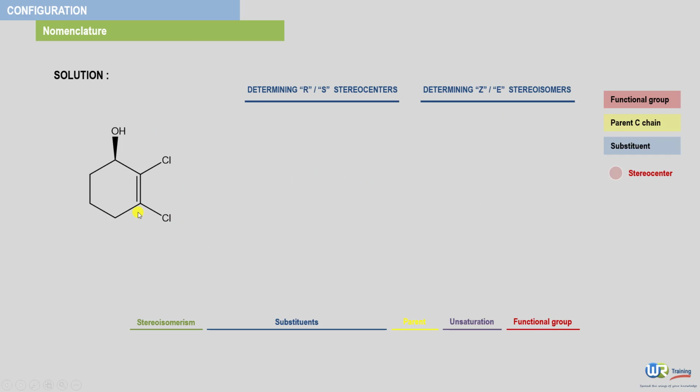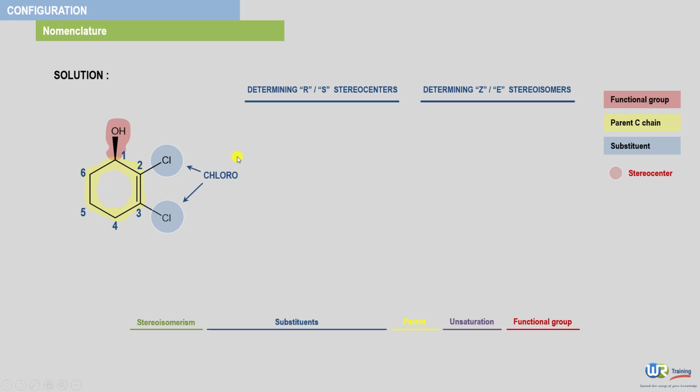For this example, we use the same methodology. First we determine the functional group. In our case, it is this one here. The parent chain is this one. It is a ring with a double bond. And we have two substituents, two chlorine atoms.